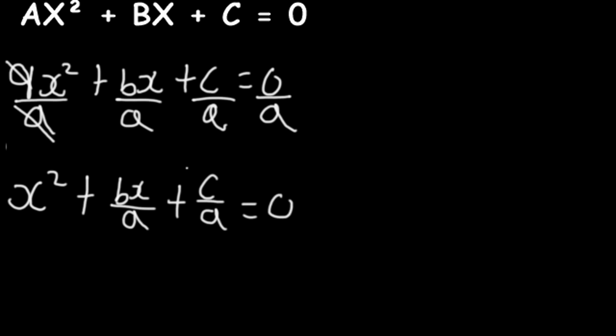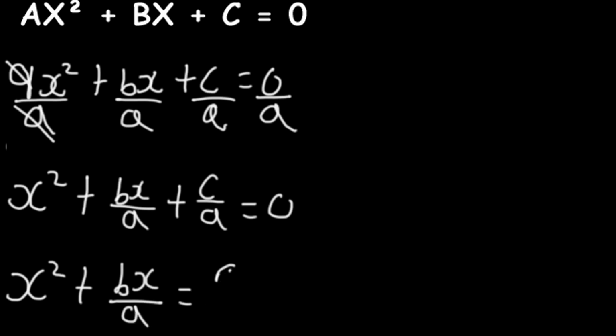Now the next thing is to take c over a to this side. So therefore, x squared plus bx over a equals minus c over a. So it should be equal to minus c over a, because the sign will change. So minus c over a.